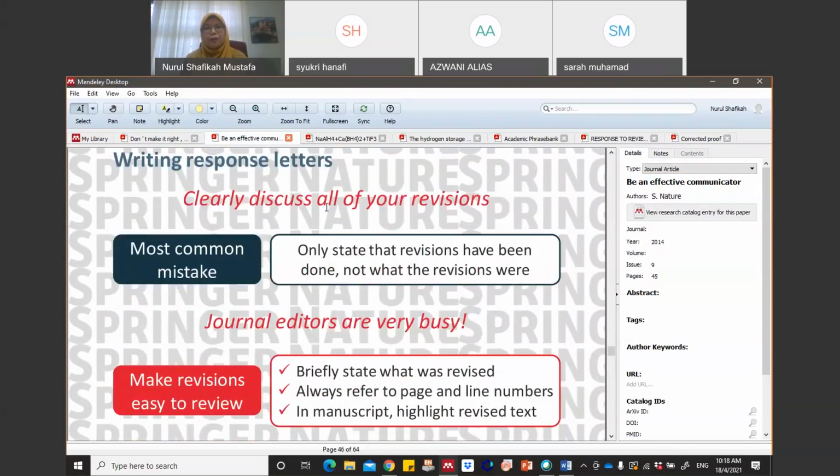Okay, writing a response letter. The most common mistake is that they only state that revisions have been done, not what the revisions were. So when you give your response to the reviewer, please make the revision easy to review. Briefly state what was revised, and always refer to page and line numbers. In the manuscript, highlight the revised text.